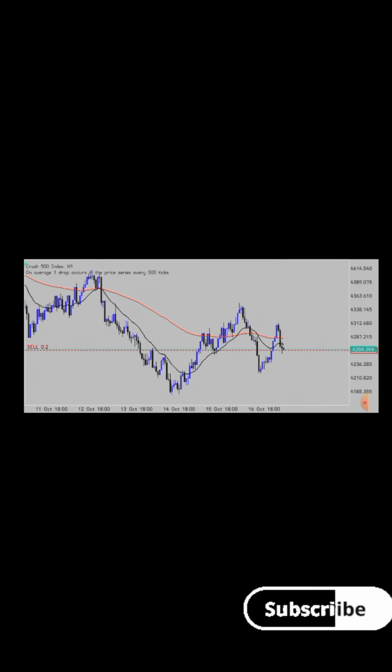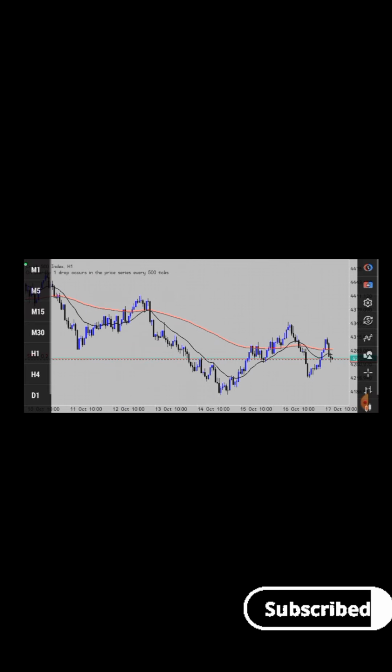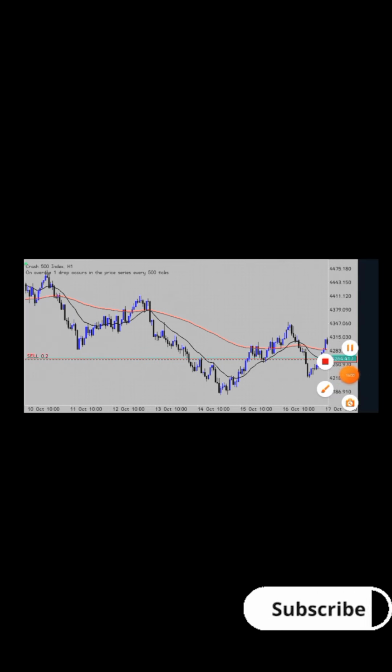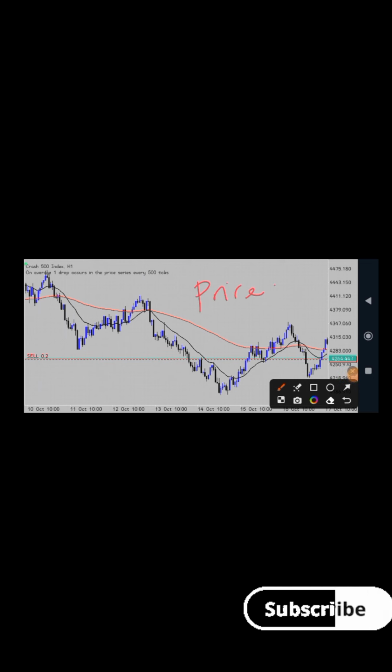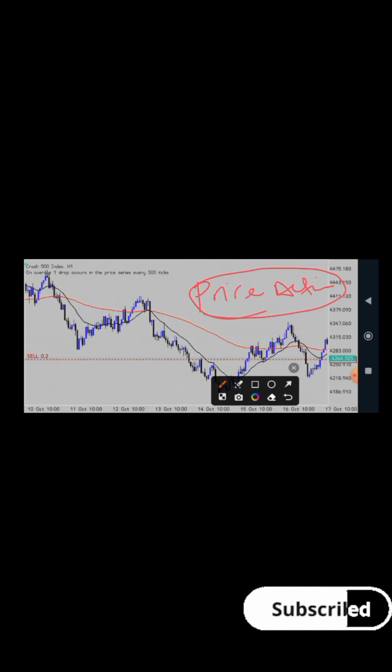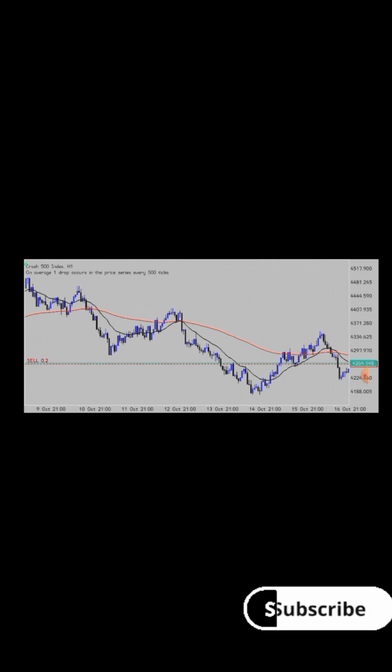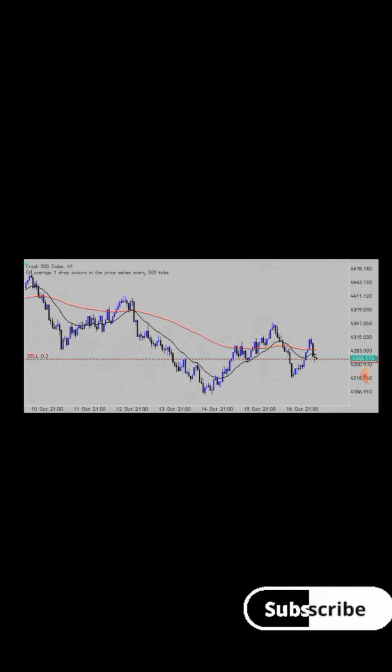Now back to what I was saying, guys. Look at this. Let me show you how you are going to do this. Like I said, price action. We apply the rule of price action to what we are trading. What I'm going to teach you guys here will enable you to make profits if possible.